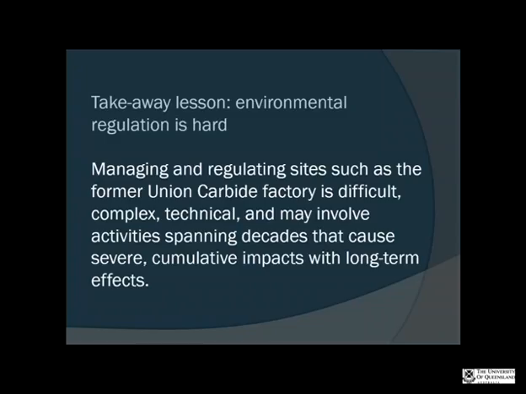So what's the takeaway lesson from this as a case study? Well, definitely, it is fair to say, and it's not in any way wussy to say, that environmental regulation is hard, and particularly a case like this. Managing and regulating the site, it's difficult, it's complex, it's technical. And something like this, the activities are spanning decades, and what we have is severe cumulative impacts of long-term effects. And that was scary for the government. They don't tend to hold public inquiries in Queensland, but in New South Wales they keep them for almost like we talk about matters of state interest.